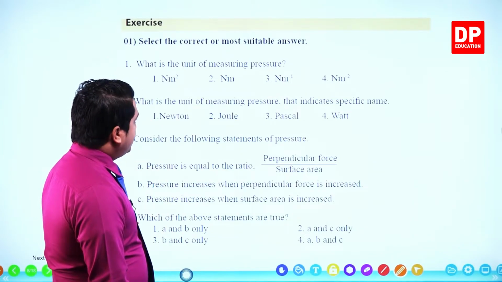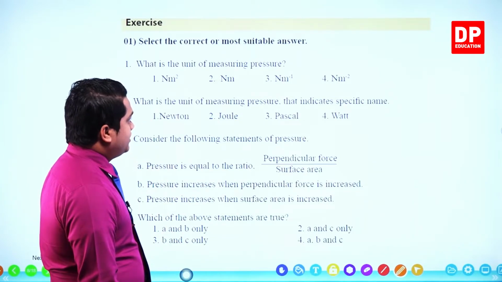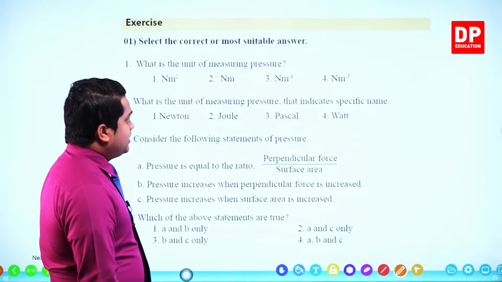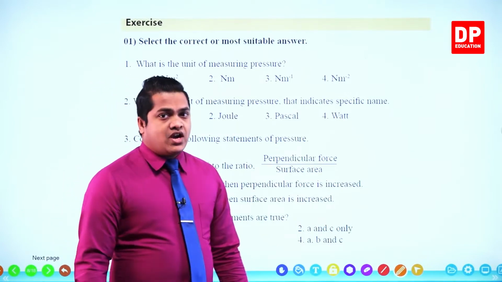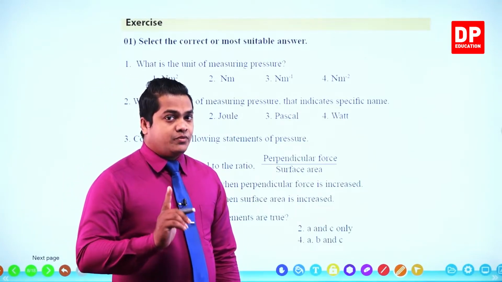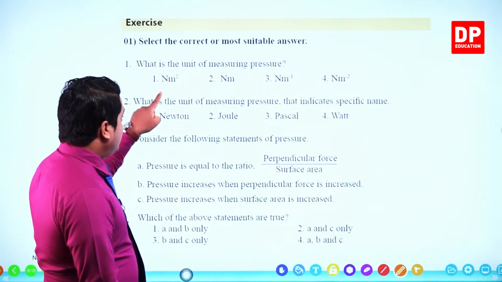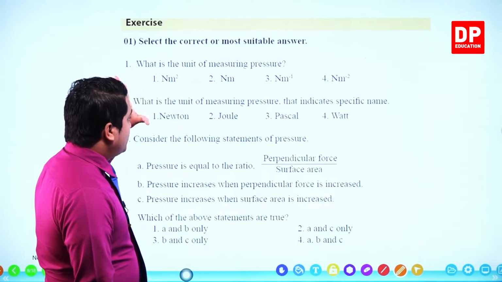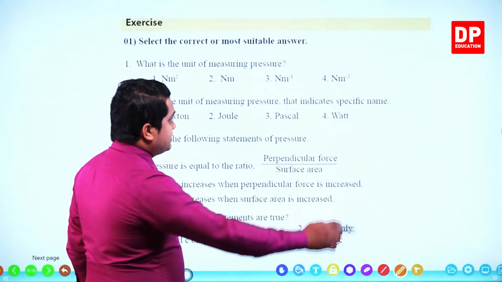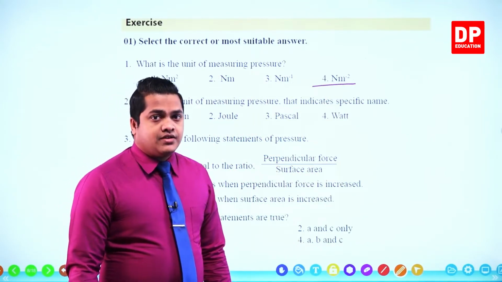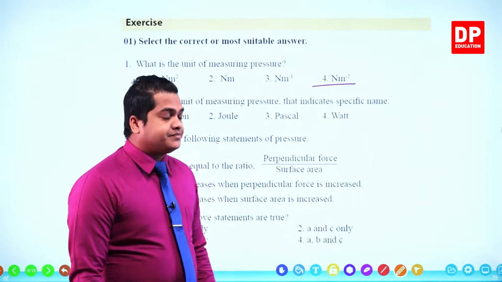What is the unit of measure in pressure? Very simple, my dear children. The unit of measure in pressure is newtons per square meter. Remember, I told you there should be -2, right? Don't go for this thing. Here it's Newton square meters, not Newton per square meter. So there should be -2. So our answer should be the fourth one. Newtons per square meter.